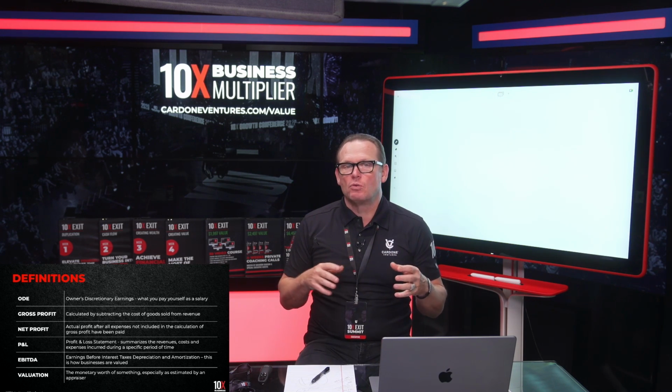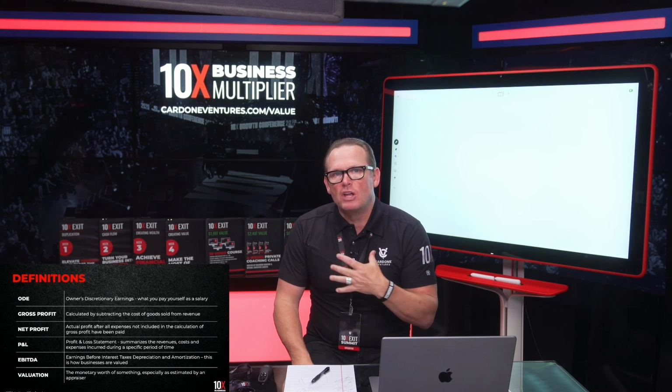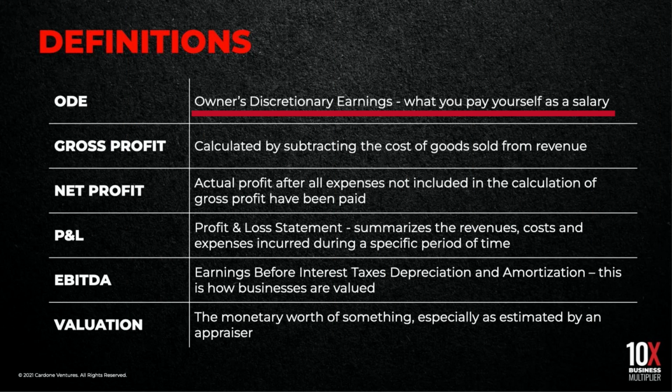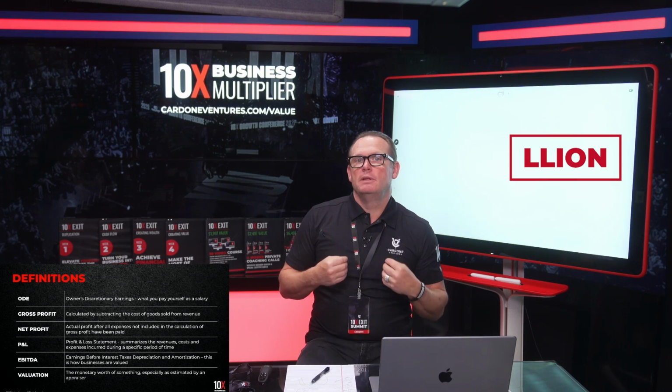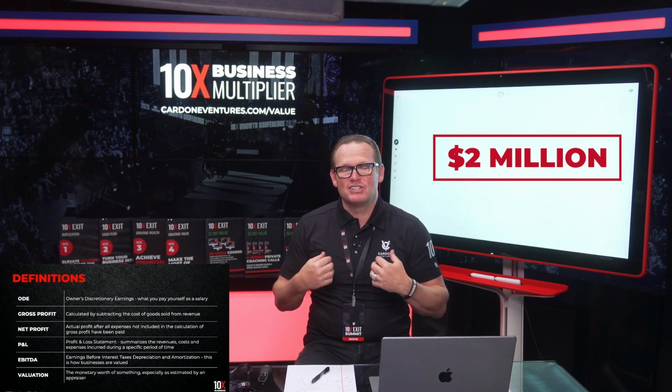Now, what I like to refer to when you're a small business, so we're all speaking the same language, is what you pay yourself as ODE, Owner's Discretionary Earnings. Why do I use that term? I use it because say you have a $1 million business and you pay yourself $2 million. That's what you pay yourself in cash.